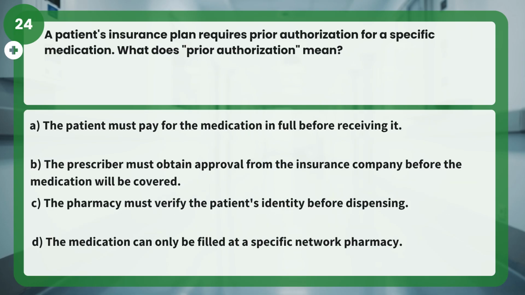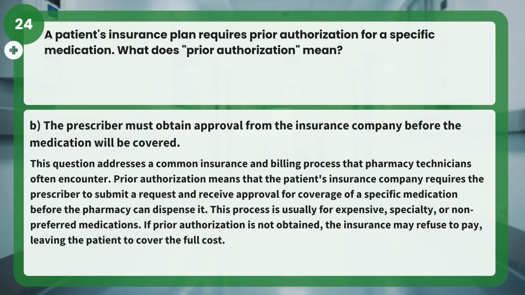Question 24. A patient's insurance plan requires prior authorization for a specific medication. What does prior authorization mean? A. The patient must pay for the medication in full before receiving it. B. The prescriber must obtain approval from the insurance company before the medication will be covered. C. The pharmacy must verify the patient's identity before dispensing. D. The medication can only be filled at a specific network pharmacy.